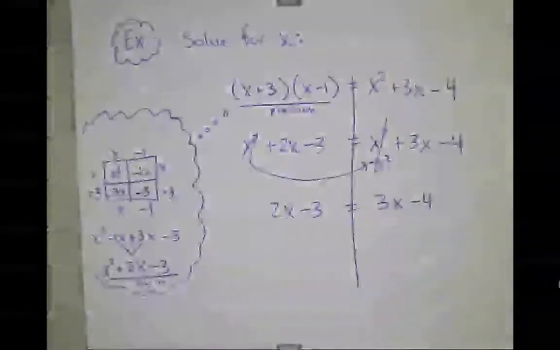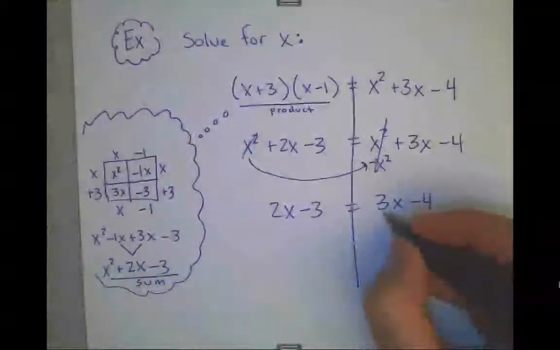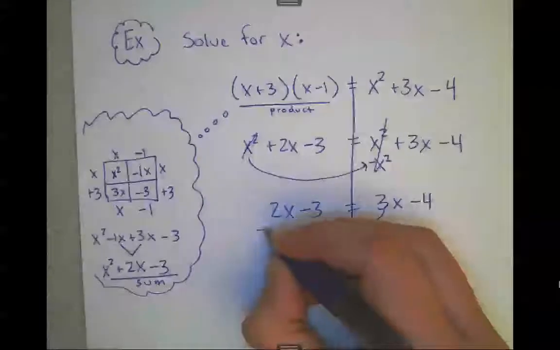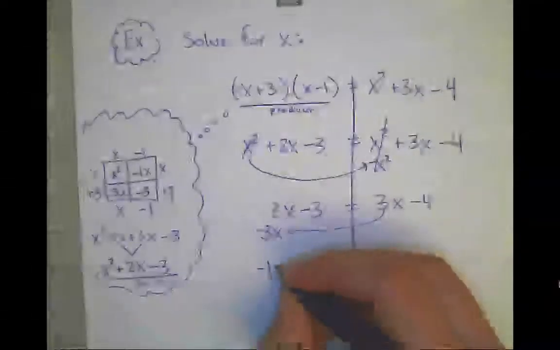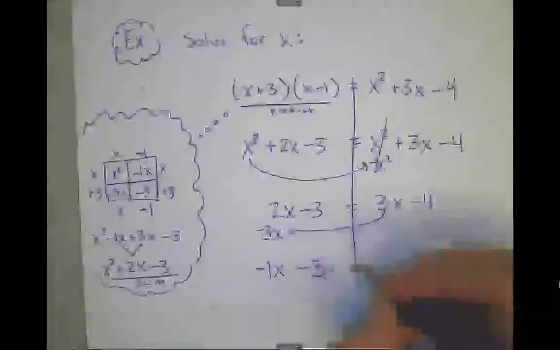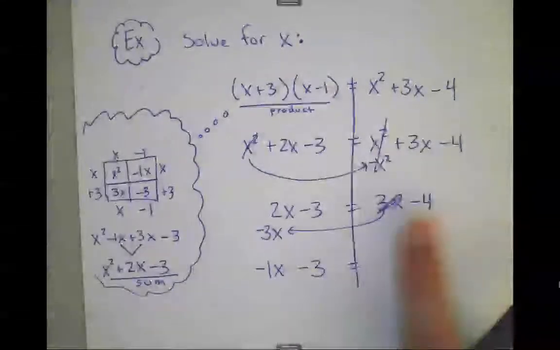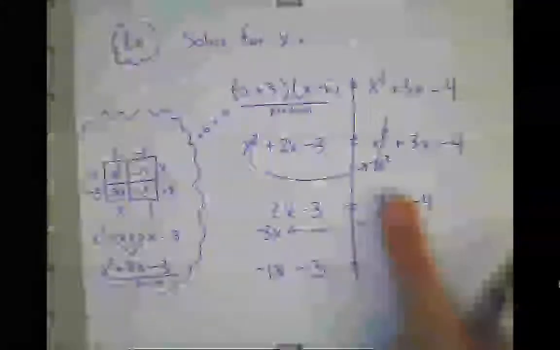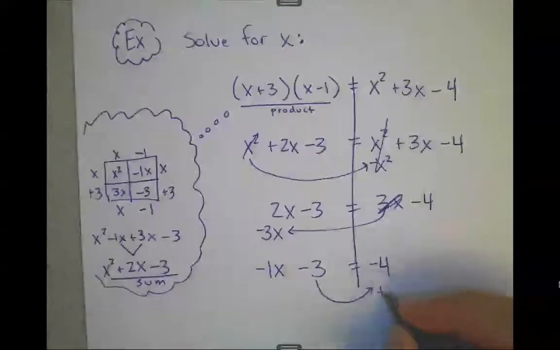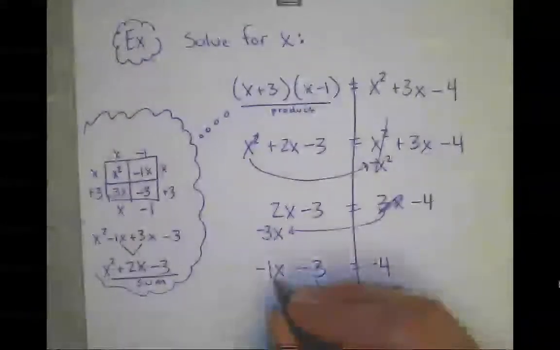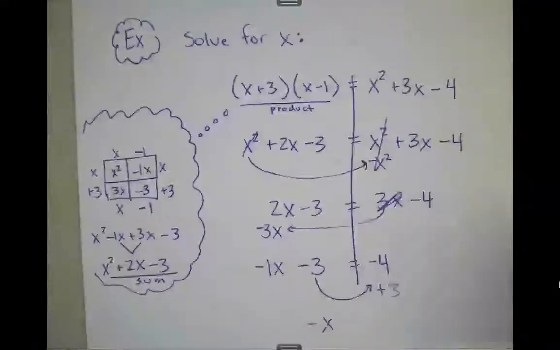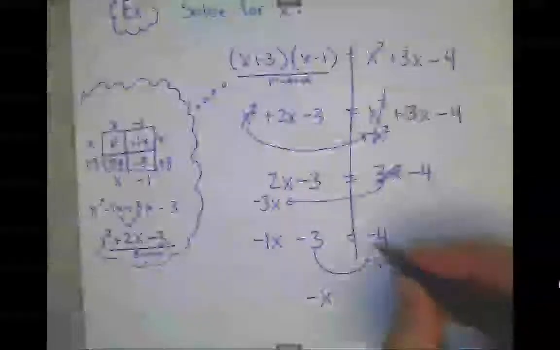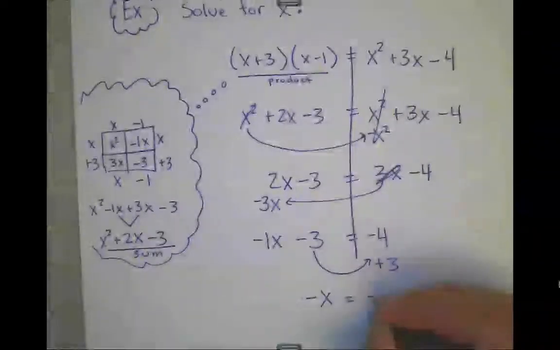Then I might get my x's together. I think I'm going to easily move my 3x over and make it a negative 3x. 2 subtract 3 is a negative 1x minus 3 equals, cross this out, I still have a negative 4 left in this problem, so negative 4. And then I'm going to flip the minus 3 over, make it a positive 3. So this negative 1x, which I'm just going to write negative x, we don't need the 1. This negative x is equal to negative 4 plus 3, so that's going to be equal to negative 1.